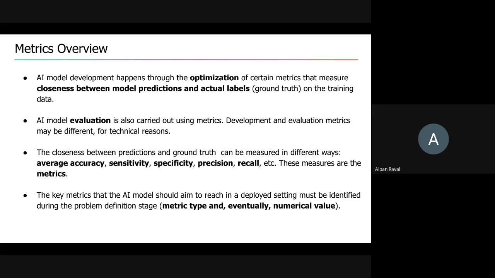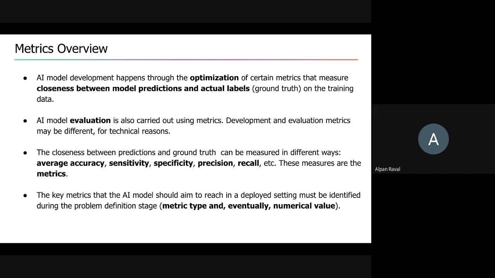Now, there can be different types of metrics based on the different ways in which we measure closeness between predictions and ground truth. One metric could be the average accuracy of the model, the sensitivity of the model, and we'll define all of these in the next few slides. So don't worry about the definitions at the moment, just worry about the names. There's the sensitivity of the model, the specificity of the model, precision, recall, and so on. All of these measures are metrics.